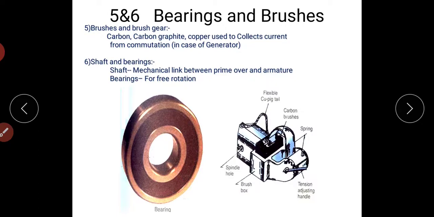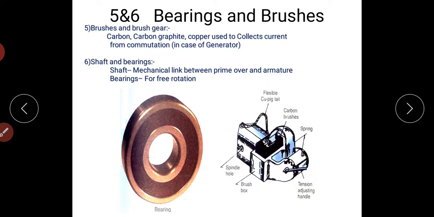Generally, the brushes are made up of carbon material, carbon graphite material, or graphite material. They are used to collect the current from the commutator, and in the case of a generator, they supply current to the external load.